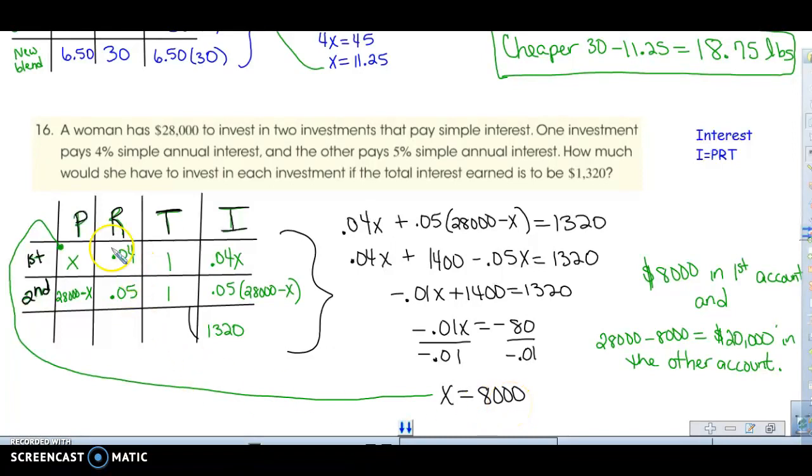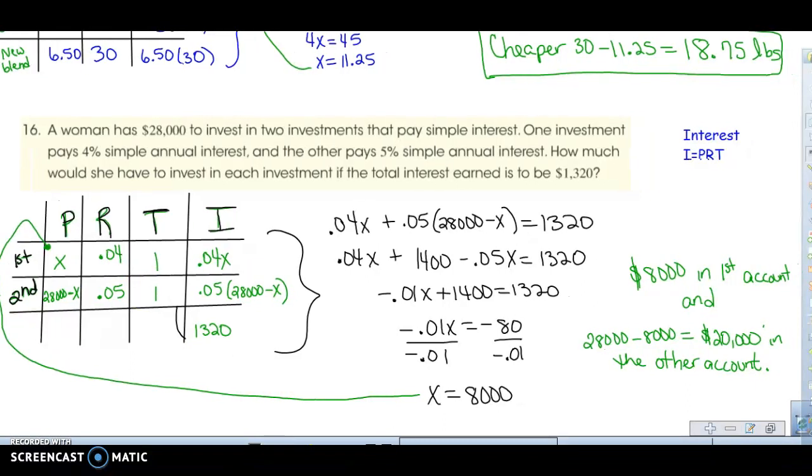Well, X was the principal for the first account, the 4% rate. So our final answer says that we should invest 8,000 in the first account paying 4%, and then 28,000 minus 8,000 for the second account, which would be 20,000 that we would put in the second account earning 5%.